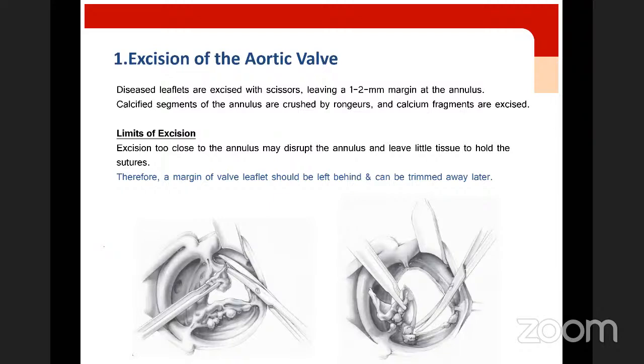Excision starts using scissors, leaving a 1 to 2 millimeter margin at the annulus. After the calcifications are crushed by rongeurs, they're gently milked away or excised. However, the excision should be limited, not to get too close to the annulus and leave little tissue to hold the sutures securely. Therefore, we can leave a margin of valve leaflet behind if it's necessary.